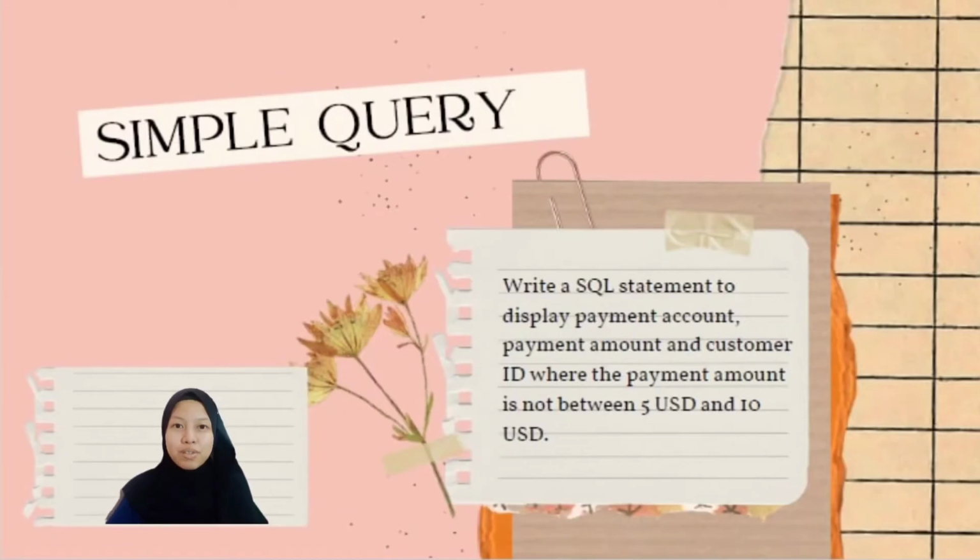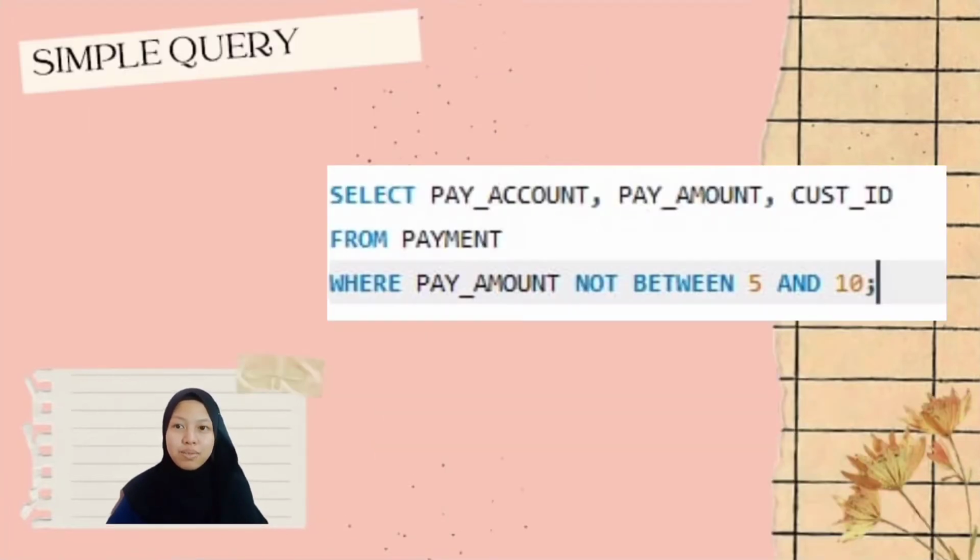So the first question for simple query is, write a SQL statement to display payment account, payment amount, and customer ID, where the payment amount is not between $5 and $10. The first thing that we need to input is the information that is needed, which is the payment amount, the payment account, and customer ID.